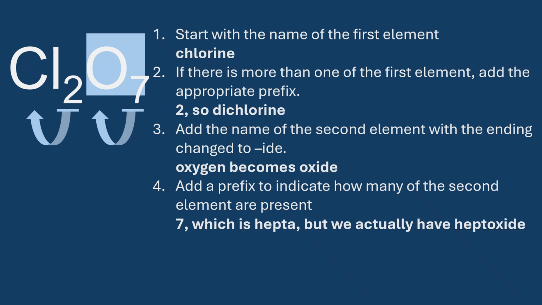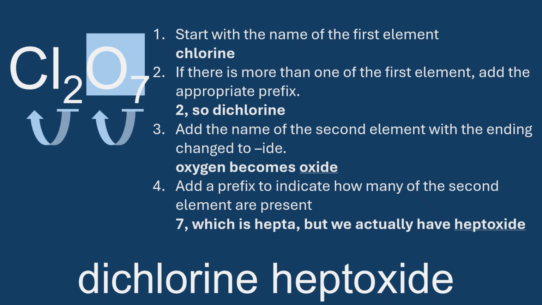Adding the appropriate prefix, hepta, gives us heptoxide. You have the same rule here about the 2 vowels together that we did in the last problem. Lastly, string the 2 pieces together and name your compound, dichlorine heptoxide.